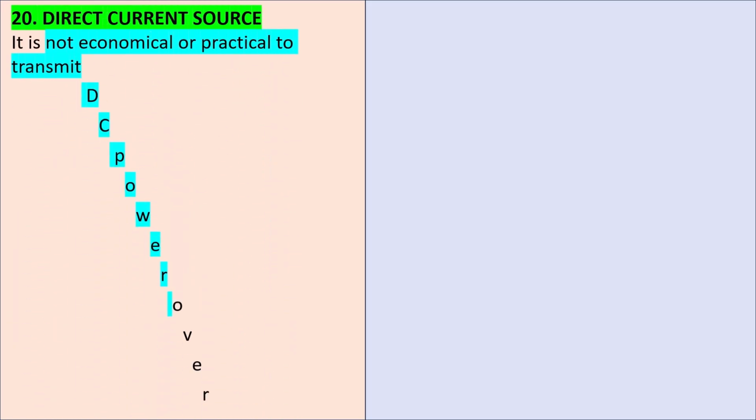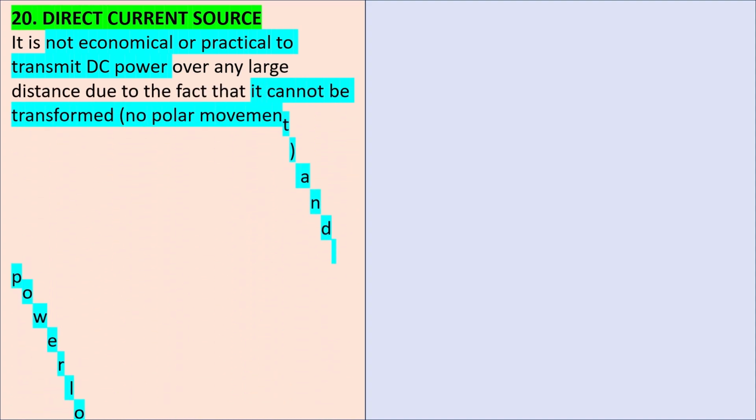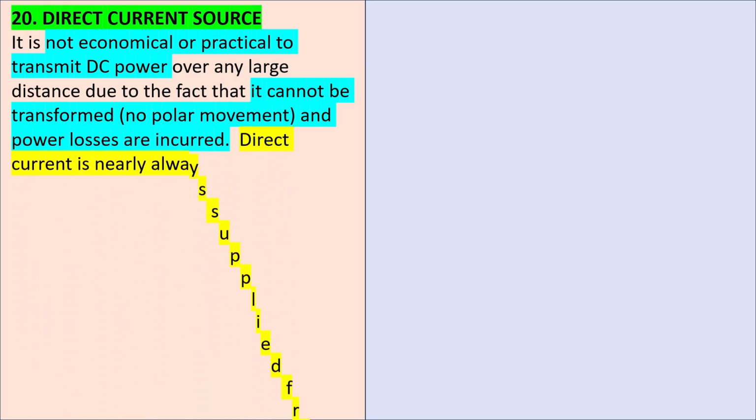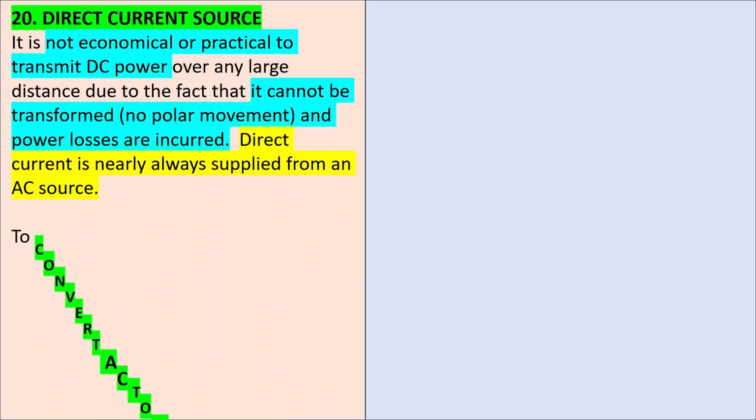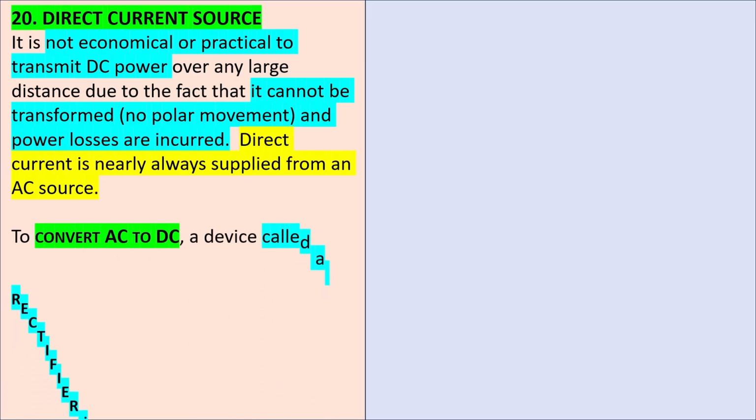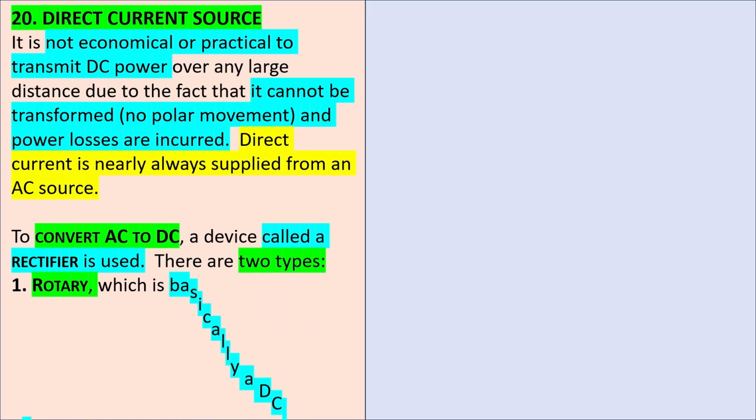Number 20. Direct current source. It is not economical or practical to transmit DC power over any large distance due to the fact that it cannot be transformed, no polar movement, and power losses are incurred. Direct current is nearly always supplied from an AC source. To convert AC to DC, a device called a rectifier is used.